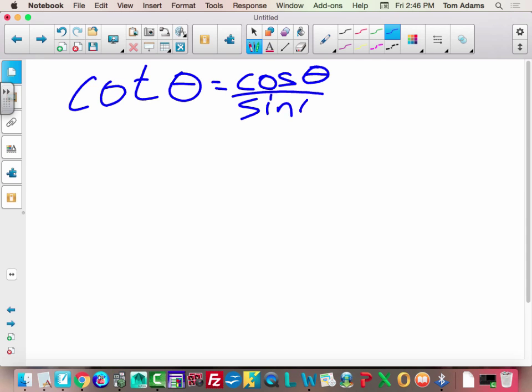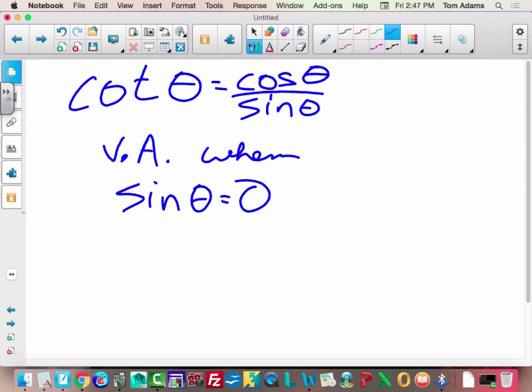We get our vertical asymptotes when sine of theta equals 0, right? Because that makes this thing undefined. All right, good. So now when does that occur?